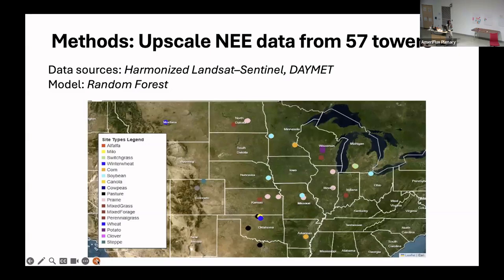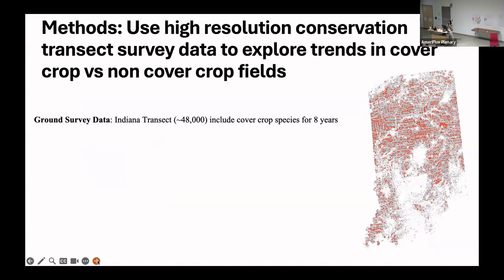So the methodology: we're using 57 towers across the Midwest. Actually, it's more than Midwest states. Those flux tower sites include croplands and also grassland sites, because they are pretty similar to cover crop type of vegetation, so we just put them together so that we have more towers. We also use Harmonized Landsat Sentinel-2 data and DayMet for the climate variables, and then we're using a random forest model.